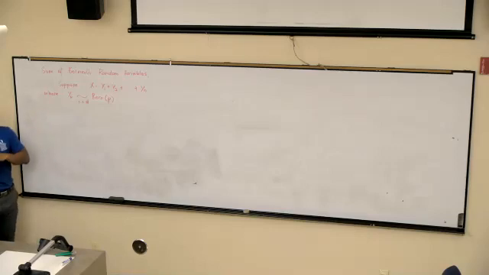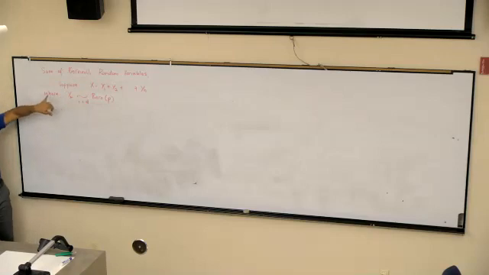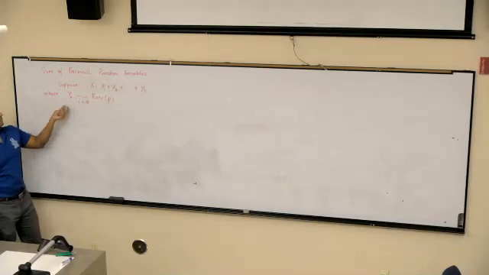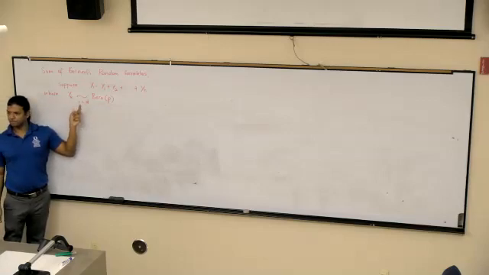So we are going to do sum of Bernoulli random variables. Suppose X is equal to Y1 plus Y2 all the way up to Yn, where Y sub k is Bernoulli p, IID. Did I mention this before?